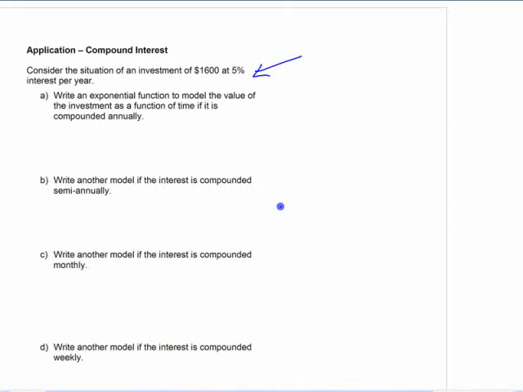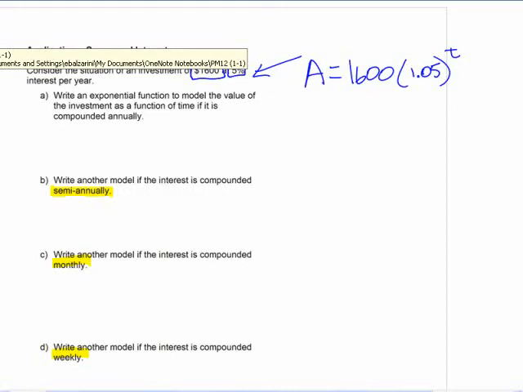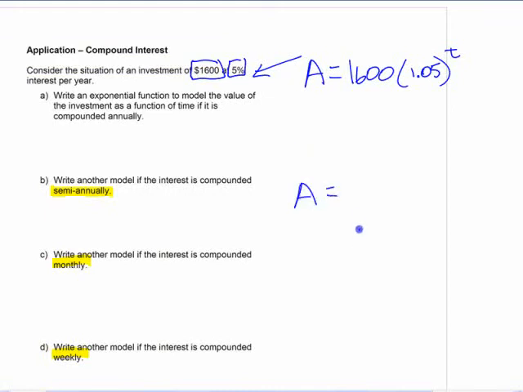What would the function here look like? You have $1,600 to start, 5% per year. So what's it going to look like? Absolutely, right? 1.05 to the power of t, time in years. The only difference here is if it's semi-annually, or monthly, or weekly. Do you know how that affects it here? Yes, you do. What's the function going to look like if we change this to semi-annually?